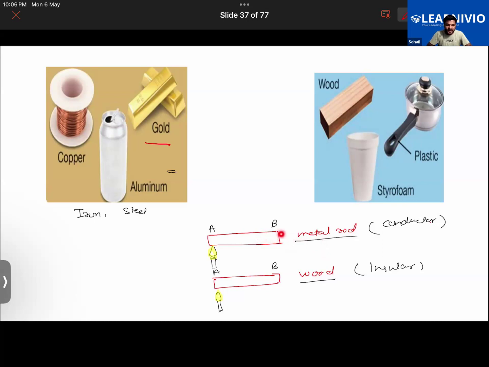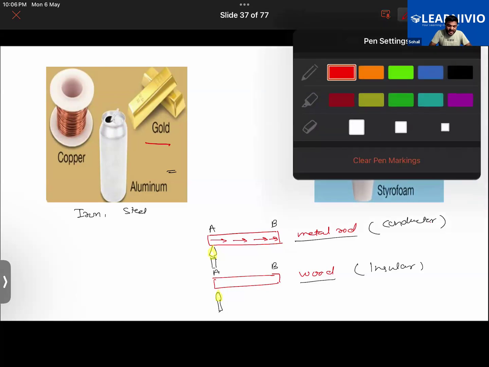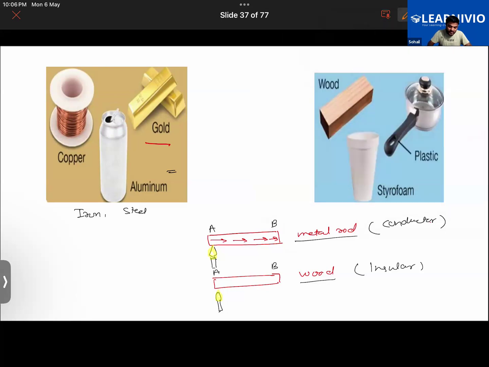So the reason why it became heated is that this metal rod allowed the heat to pass from A towards B. But usually, does it happen like if you were to hold a stick in the fire, will you also feel warm at the other end of the wood?